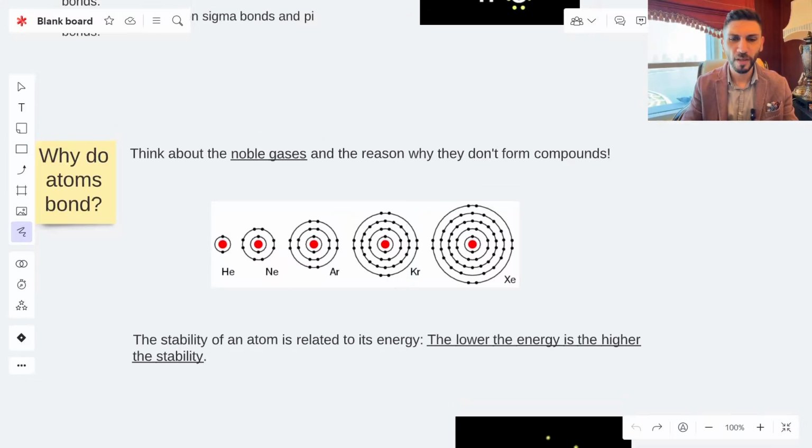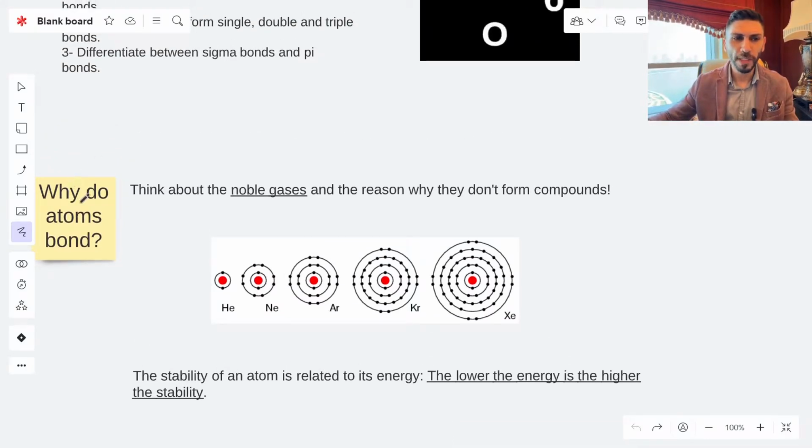Before we start, we need to recall why atoms form bonds or bond with other atoms. Think about the noble gases in this diagram and the reason why they don't form compounds. They do not have a bond between other atoms. Look at the helium. It has two electrons, which is a full outer shell. But look also at the neon, argon, krypton, and xenon. All the outer shells of those atoms have 8 electrons, so they have 8 valence electrons.